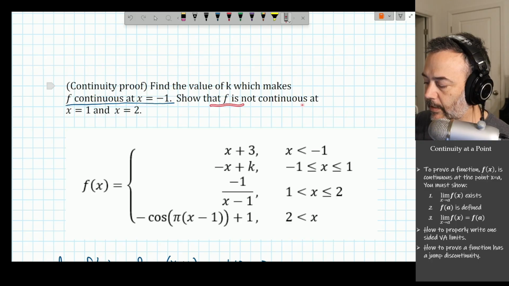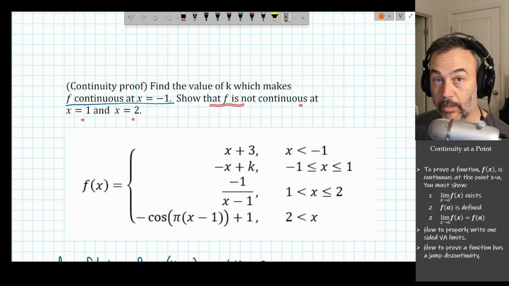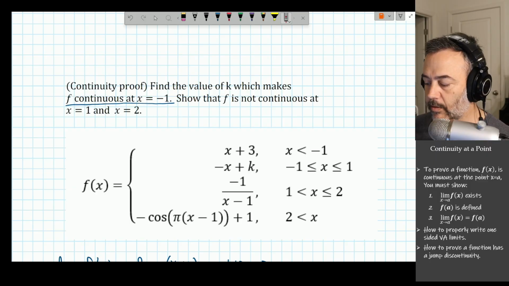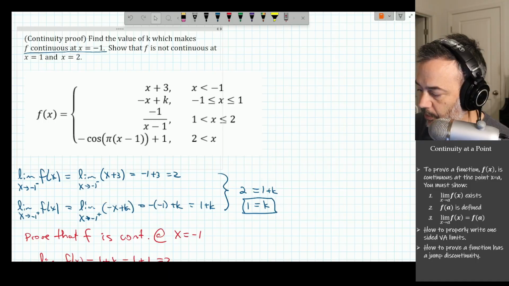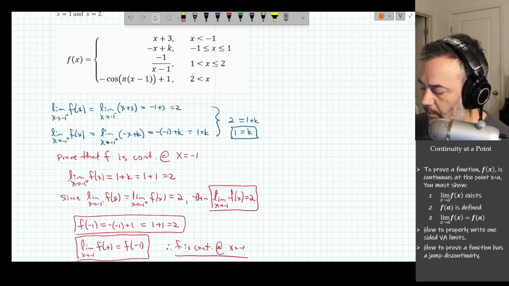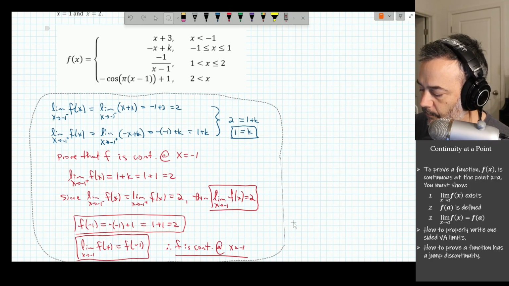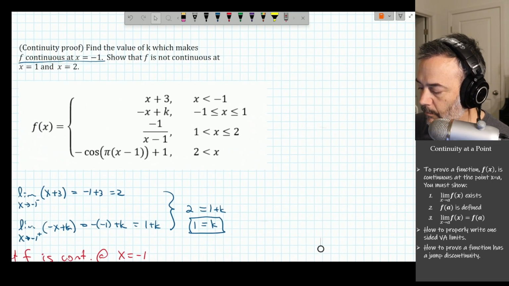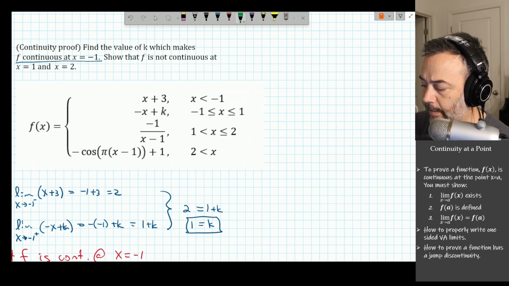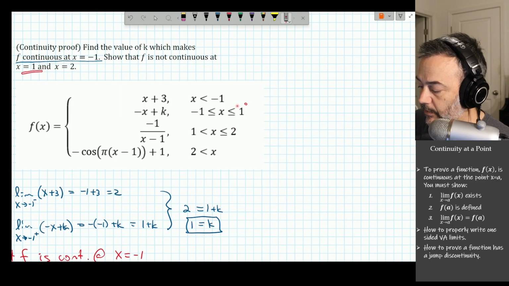Okay, now let's show that f is not continuous at x equals 1 and 2, and we'll actually go further than that. We'll classify the types of discontinuity. Let me move all this work a little bit to the side. Okay, at x equals 2, we are, at x equals 1, let's do that first. At x equals 1, we are here on this break.